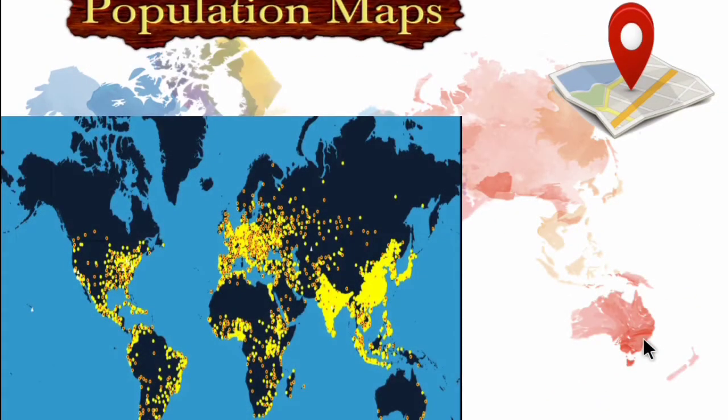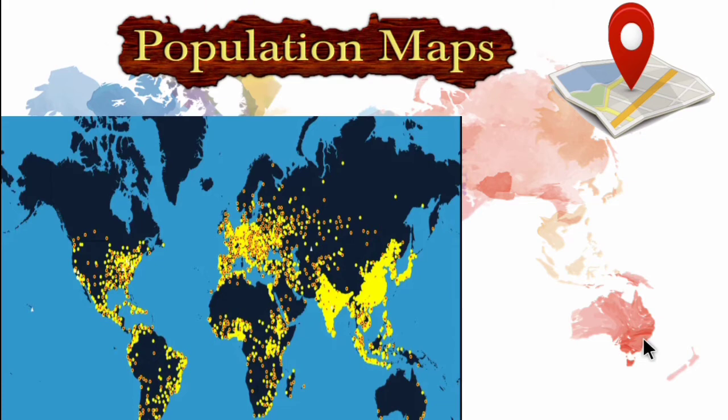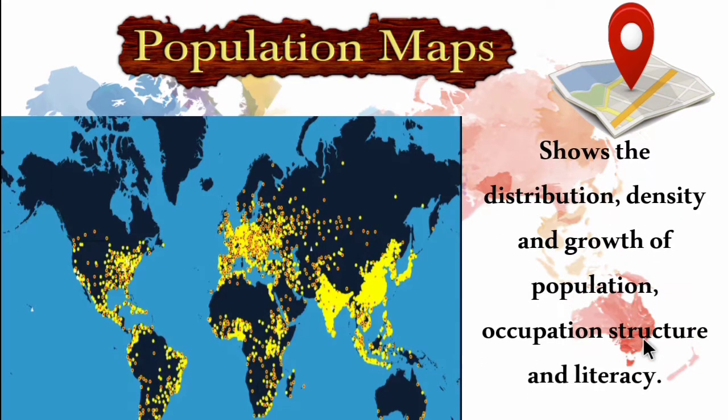The next type of cultural map is the population map. These are all man-made features. The population map provides the distribution of population. It shows the distribution, density and growth of population, occupation structure and literacy rate. From population maps, we can know about the growth and density of population, and also the employment status and the literacy rate, the educational status.